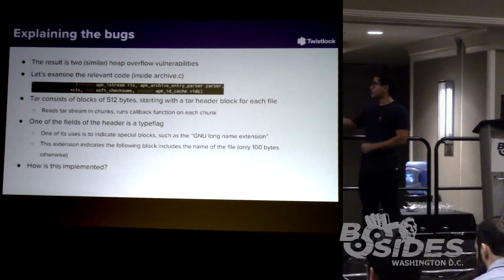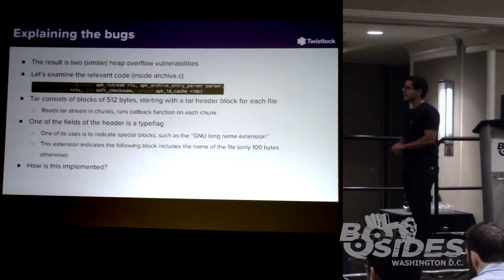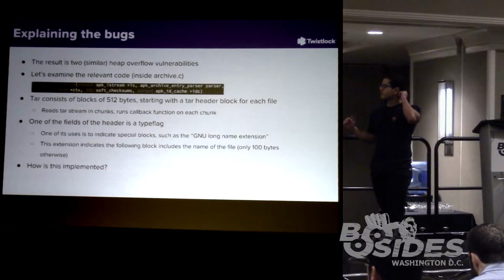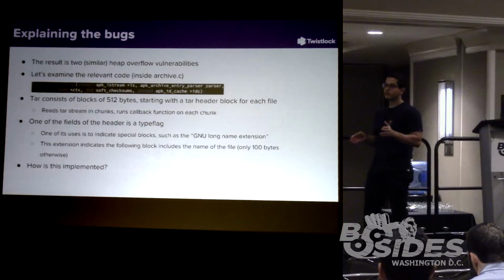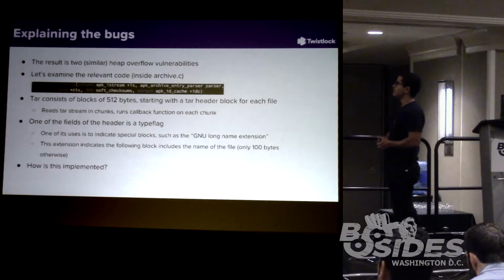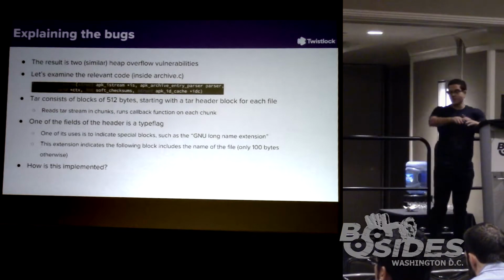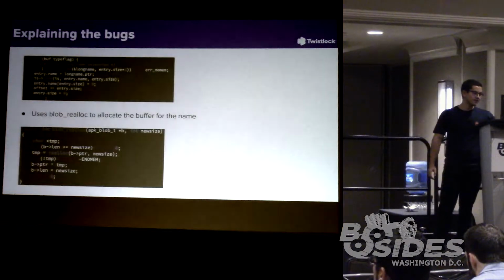One of them is the long name extension. Now, why do you need that? That's an extension to tar, and they made that because you can only have file names of 100 bytes, because in the header, the part that has the file name is only 100 bytes. So if you have anything bigger than that, you need to tell it, all right, the next block is going to have the file name. That's what this extension was for. And I learned that because of the bug. I had no idea. I didn't look into it.